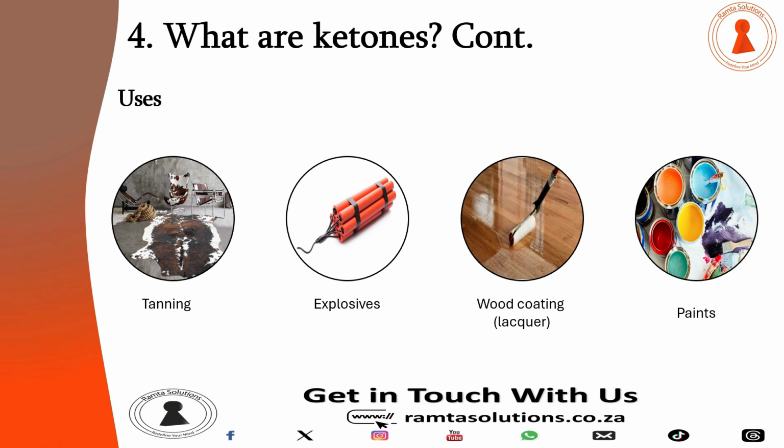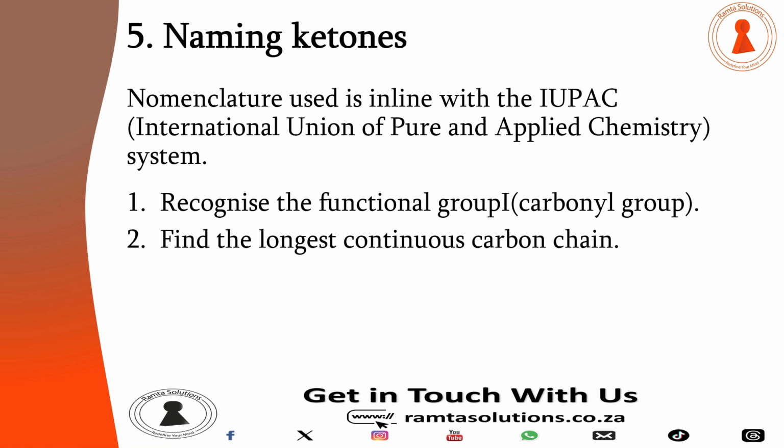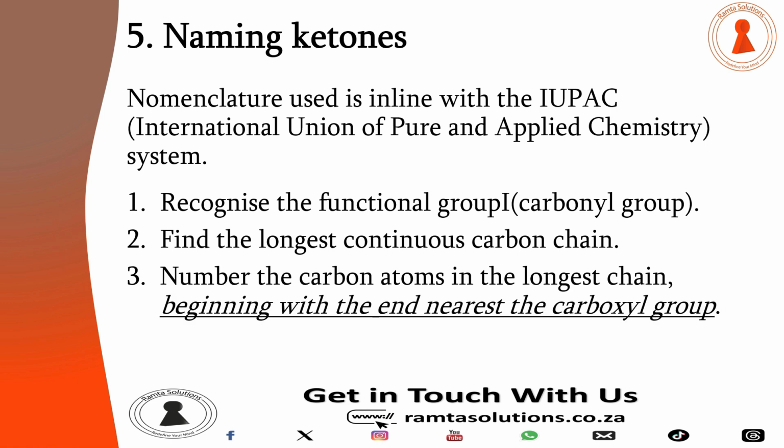Okay. Now, how do we name our ketones? The way that we name them, obviously, just like any organic compounds, is we recognize the functional group. All right. Then you find the maximum number of carbon atoms in your chain. Then you number your carbon atoms. Where do you begin now? With this one, you begin with the end nearest the carbonyl group. Okay. Remember, with aldehydes, you begin with the carbonyl group. But with ketones, you begin with the end nearest the carbonyl group. And all other rules from this point onwards are the same.